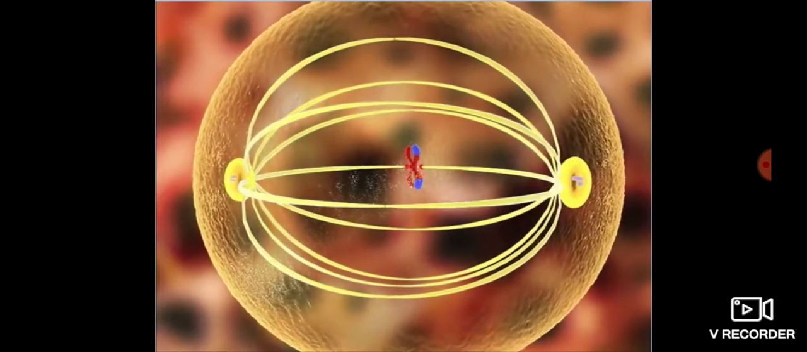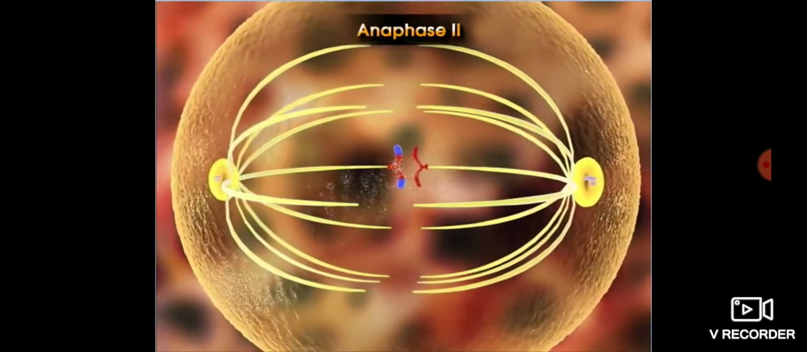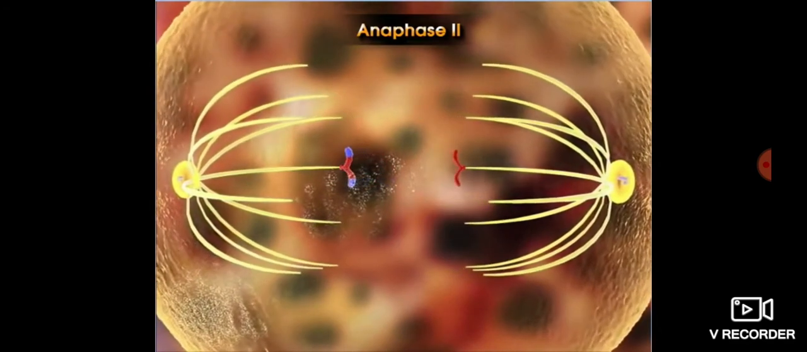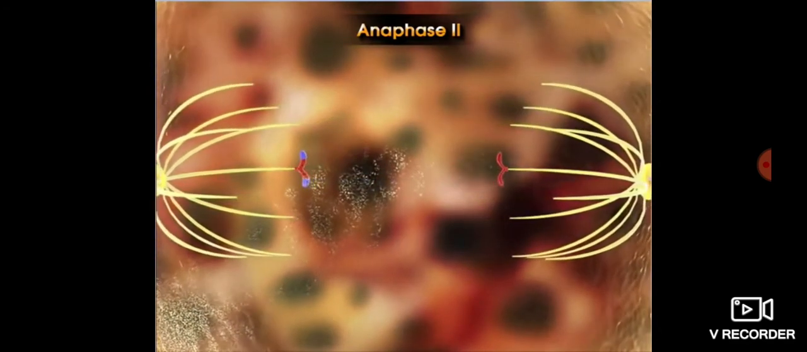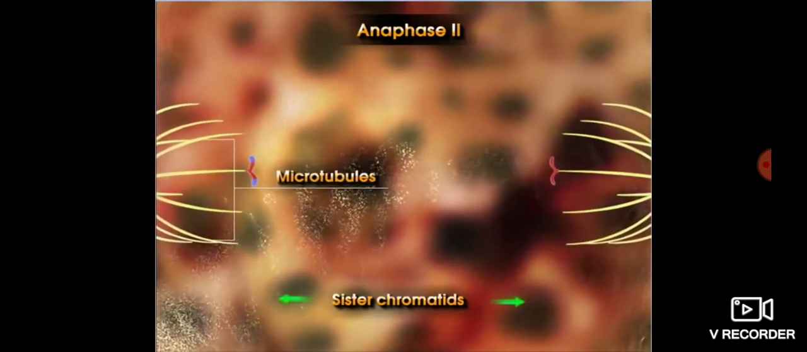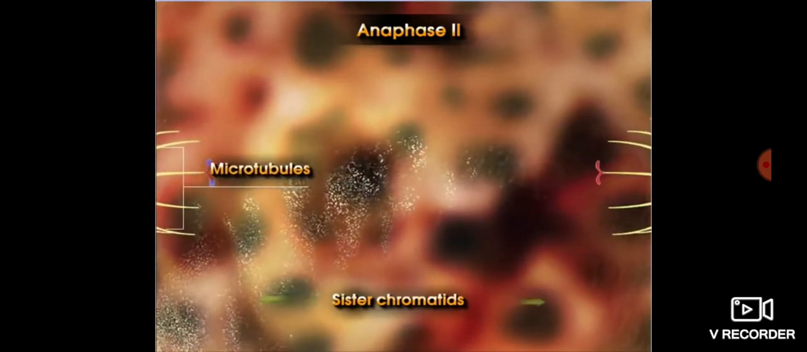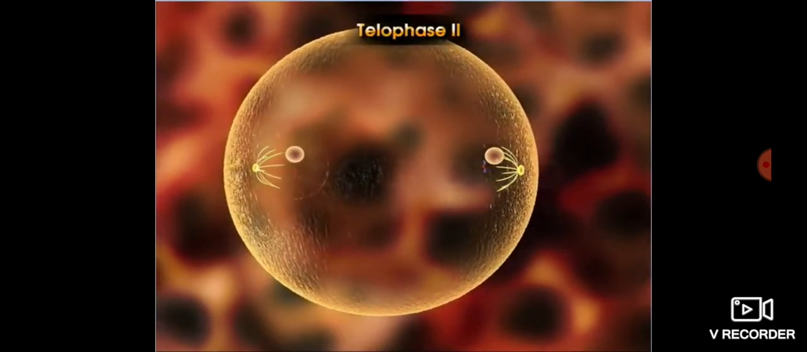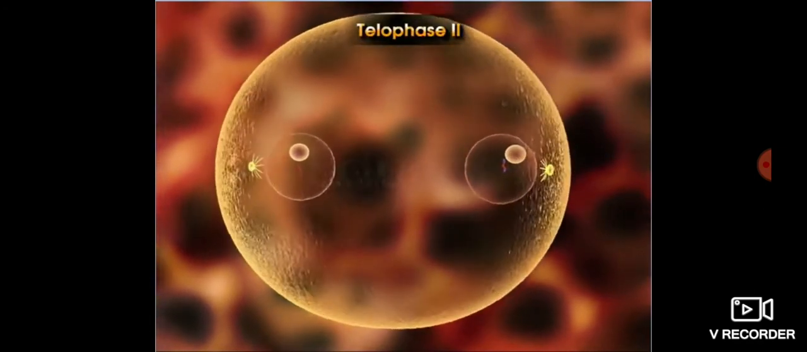Metaphase II is followed by anaphase II. In anaphase II, the sister chromatids separate out at the centromere and move towards the opposite poles as the microtubules become shorter. Anaphase II is followed by telophase II, which also marks the end of meiosis II.